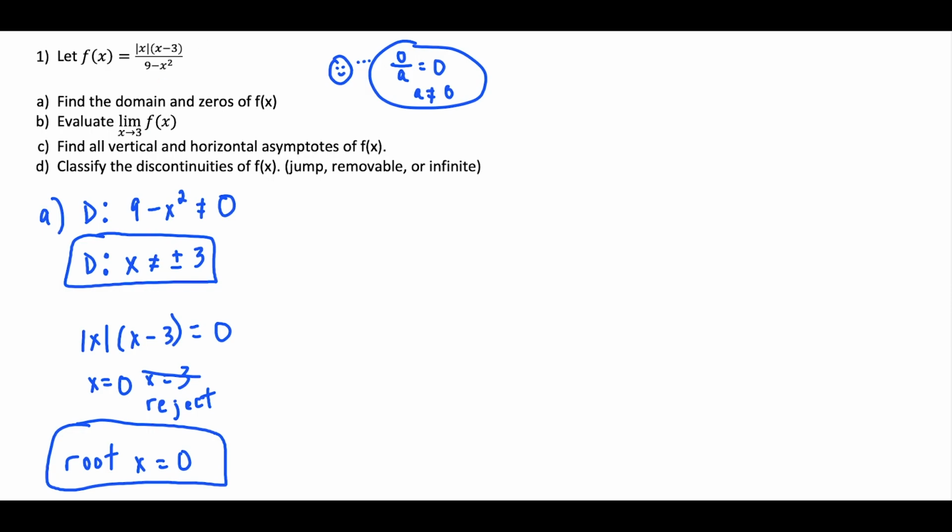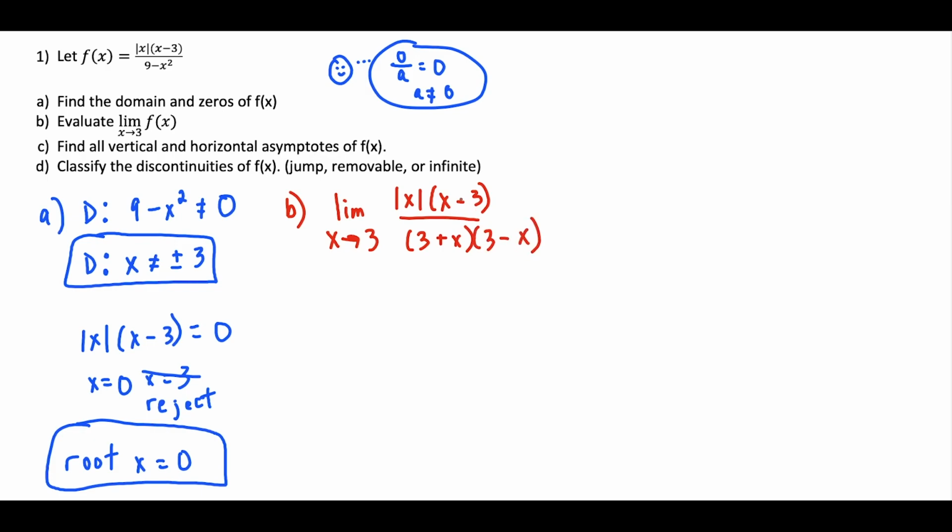Now for part B, we want to investigate, well, what happens at x equals 3? What is the limit as x approaches 3 of f of x? To do this, we can't evaluate this limit by direct substitution, because once again, when you plug in 3, you're going to get 0 over 0, which with limits is an indeterminate form. So what we do is we take the original function, but we factor the denominator, which is the difference of two squares. So we could write this as 3 plus x times 3 minus x.